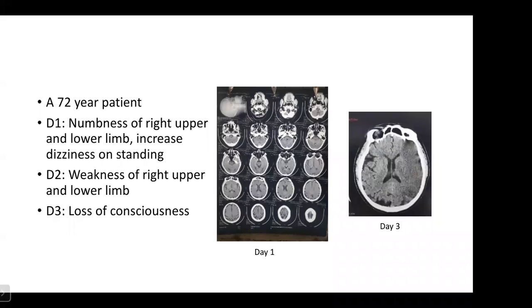On day three, you can see here on the right side of the picture of the CT scan, there is a large hypodense area on the left side. So this is suggestive of ischemic stroke. If we had evaluated the patient earlier on day two, then we could have saved the life of the patient. But we reached day three, and at that stage, the patient deteriorated. Unfortunately, we could not save the patient.